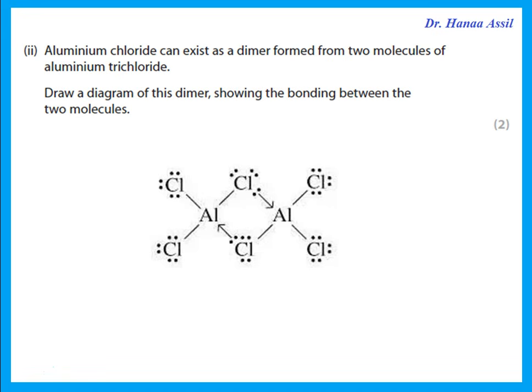Why can it dimerize? Because each molecule has chlorines that have extra lone pair of electrons. So these can be used to make a coordinate bond or a dative bond with the aluminium of the next molecule. So this is what the dimer looks like with coordinate or dative bonds between the chloride of one molecule and the aluminium of the other.